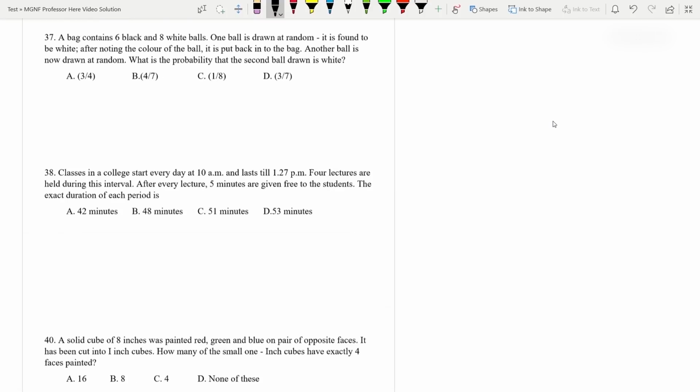Question number 37. A bag contains 6 black balls and 8 white balls. One ball is drawn at random. It is found to be white. After noting the color of the ball, it is put back into the bag.